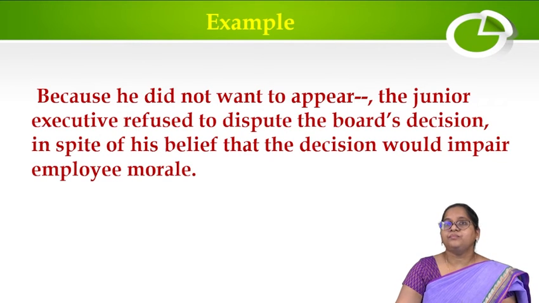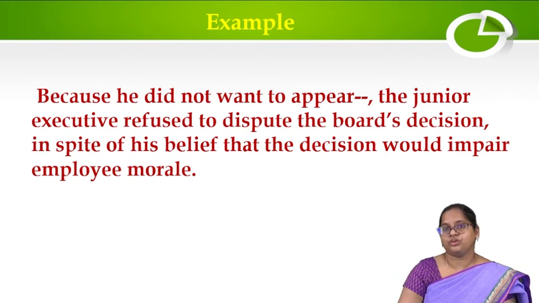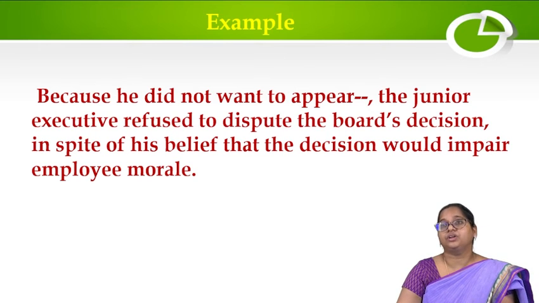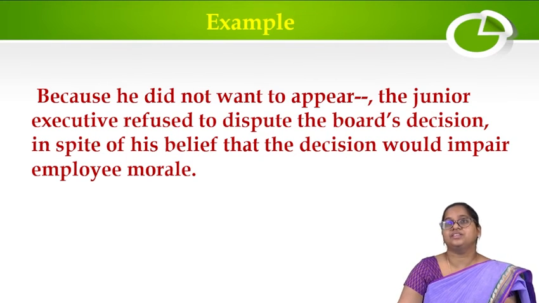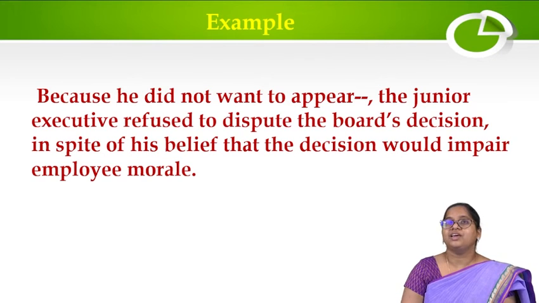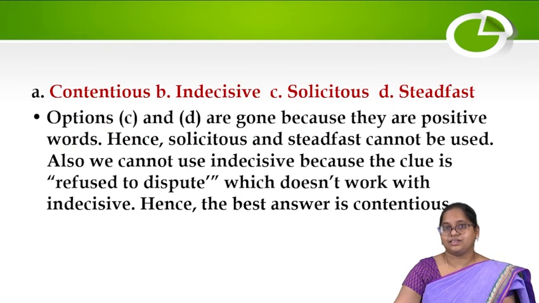Now look at the sentence. Because he did not want to appear dash, the junior executive refused to dispute the board's decision, in spite of his belief that the decision would impair employee morale. Though he knows that it would really impair employees' morale, still he was very reluctant. Options: A, contentious; B, indecisive; C, solicitous; D, steadfast.